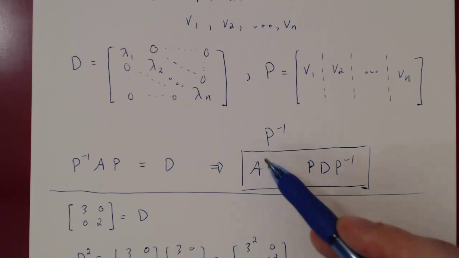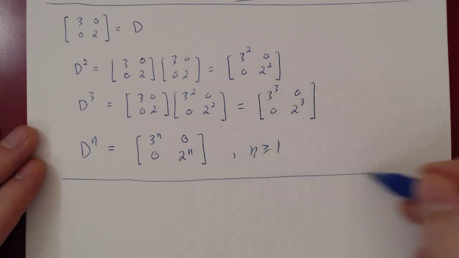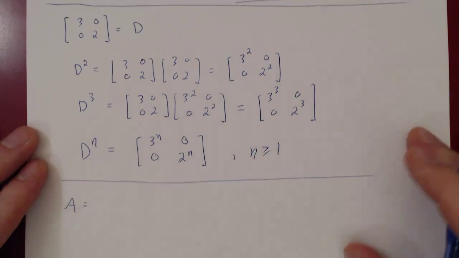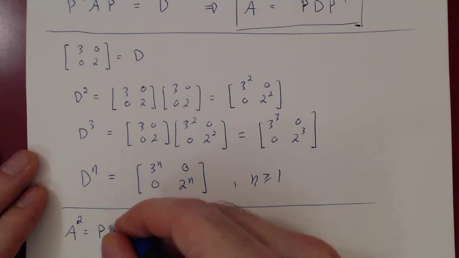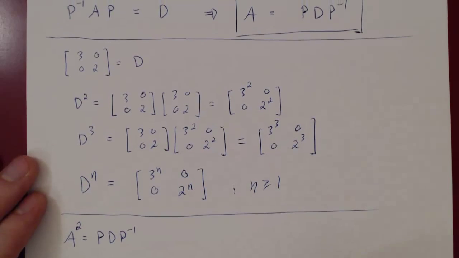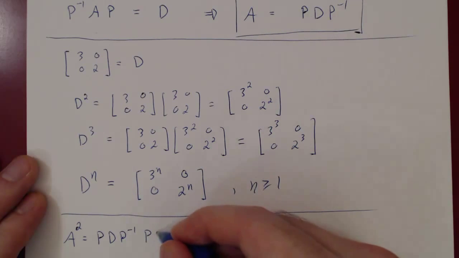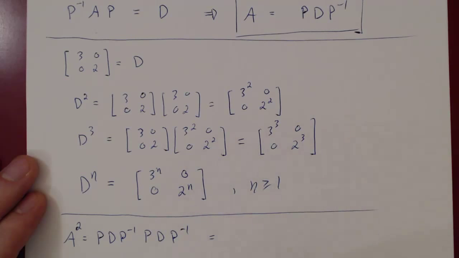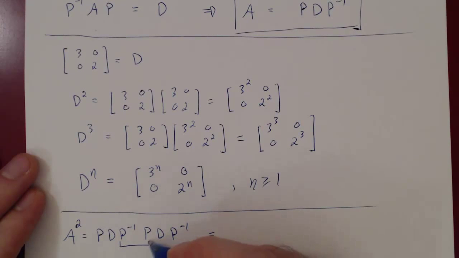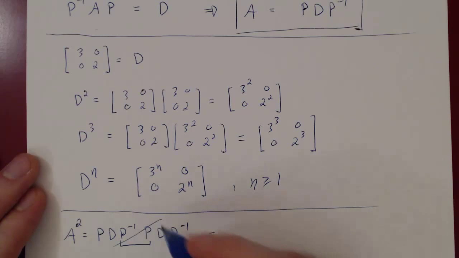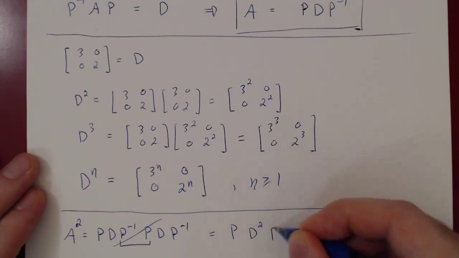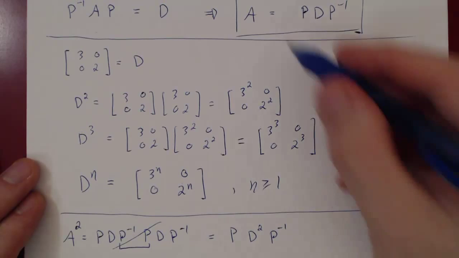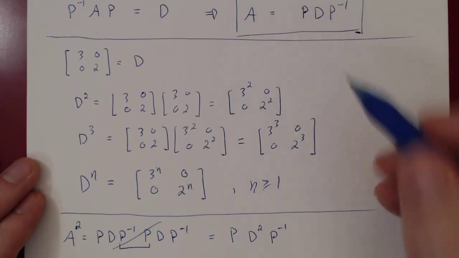Well, let's compute A squared and A cubed and see if we can guess what's going to happen. So we say, well, and if you recall, A is PD P inverse. So if we do A squared, this will be P D P inverse, so this is A, times A again, times P D P inverse. But if you notice, the P inverse times P will give you I. This will cancel, and you'll be left with P D D P inverse. This will be P D squared P inverse. So you see that A squared is P D squared P inverse.